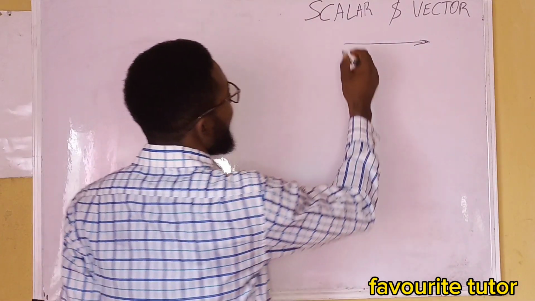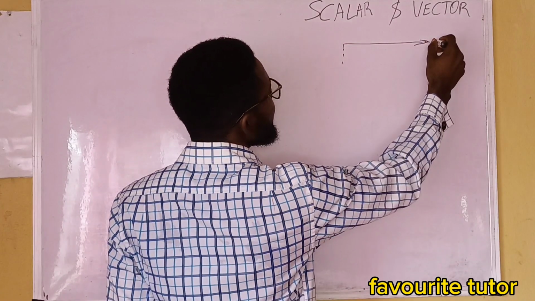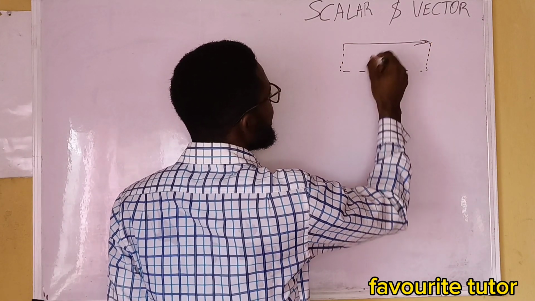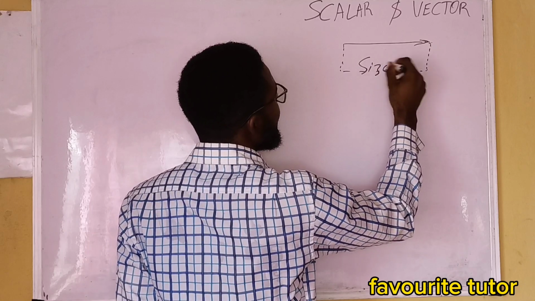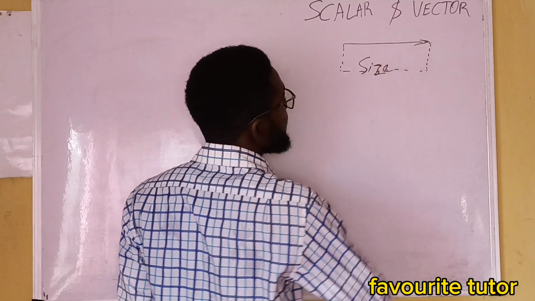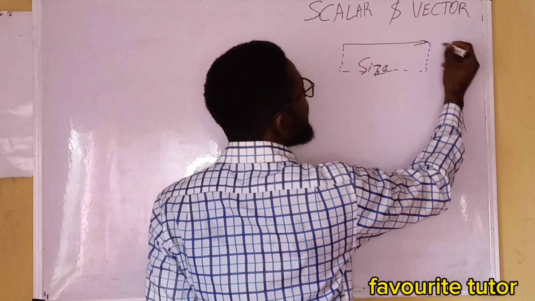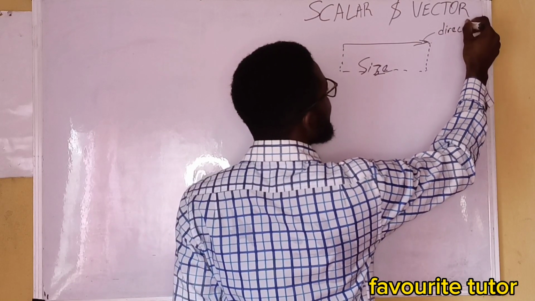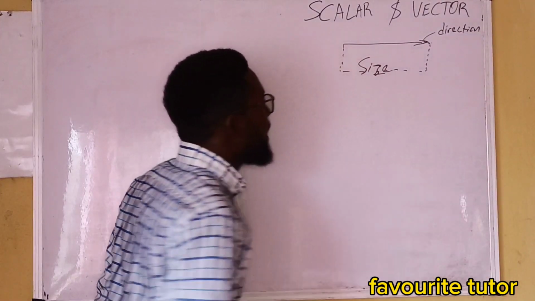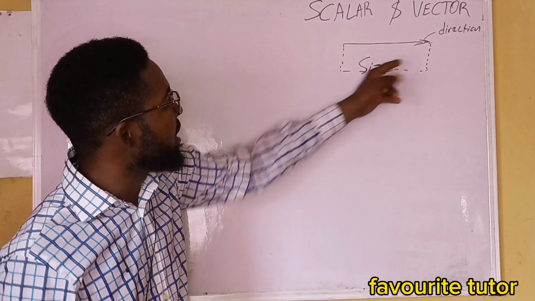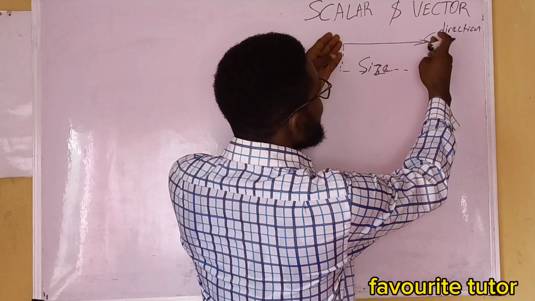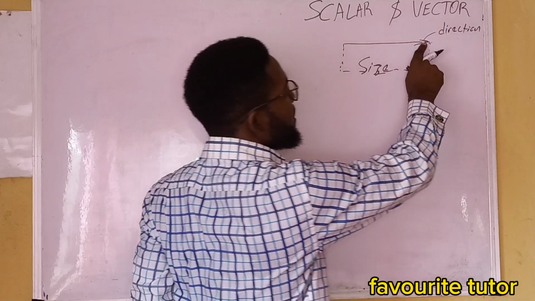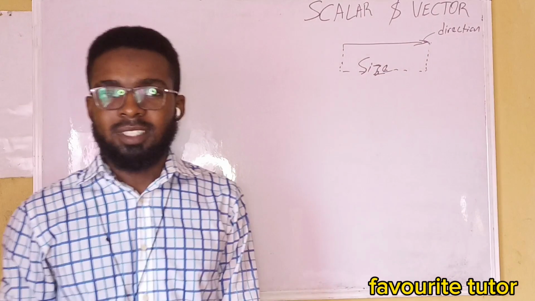Now, this line represents the size of the vector quantity, the magnitude. While the arrow represents the direction, indicating that this is a vector quantity. It has magnitude, which is the line, and direction, which is the arrow. A vector quantity.